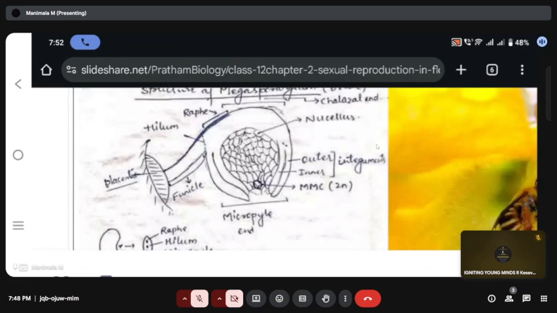Also, the pistils may be fused. If the pistils are fused, then it is called syncarpous. If the pistils are free, then it is called apocarpous. So this also we want to know.